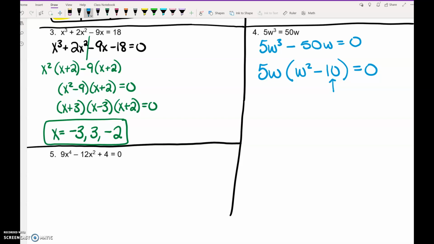When do you not do more? When it's not a perfect square. So in this one, we are done. There's nothing else we can do to factor. So now we have to think about solving.